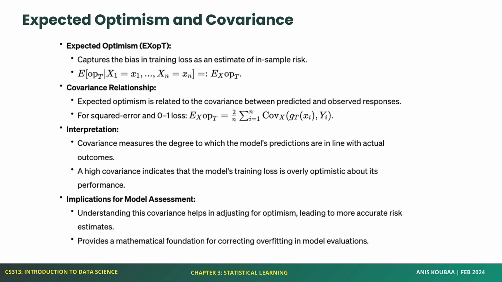The covariance of one value with itself is 1, because it's the same value. Does this make sense? Yes. Okay. So here, the optimism is measured by the covariance, and if the covariance is high, it means it is overly optimistic, and this means that it could lead to overfitting.